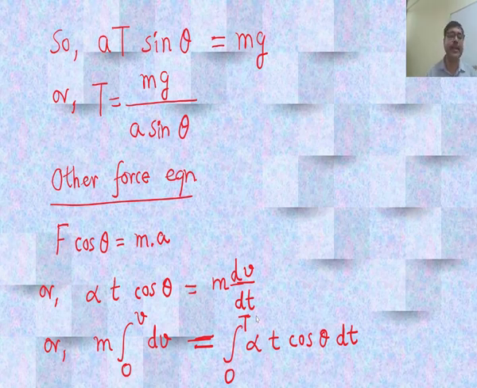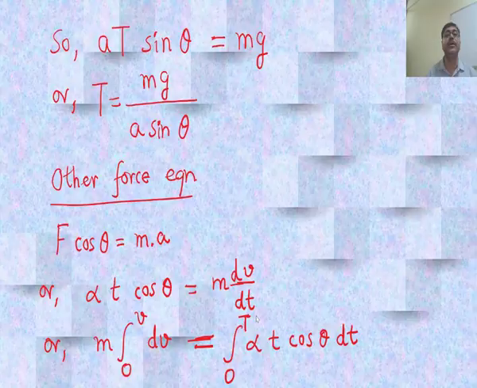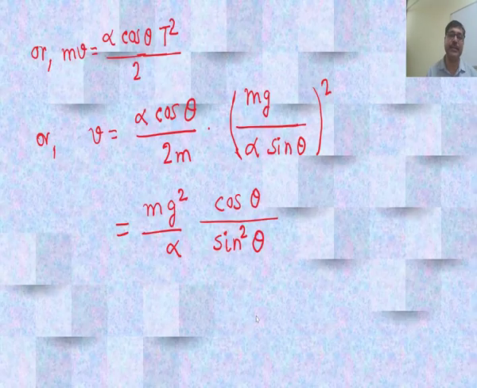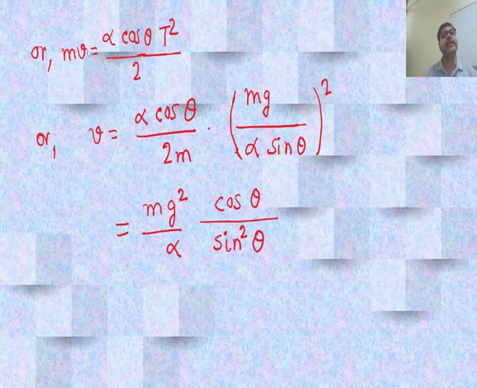The left side integration is very simple. It will give you m into v, and the right side integration will give rise to alpha cos theta times capital T squared by 2. So you can easily calculate v from here. v is equal to alpha cos theta by 2m into capital T squared, where capital T is replaced by mg by alpha sine theta.